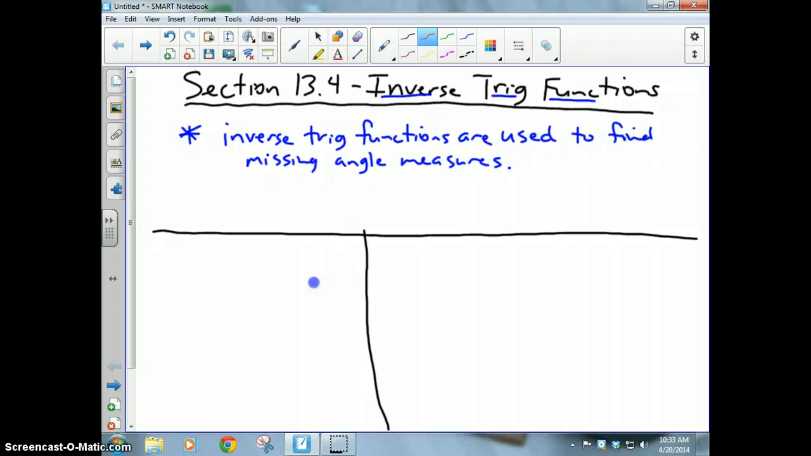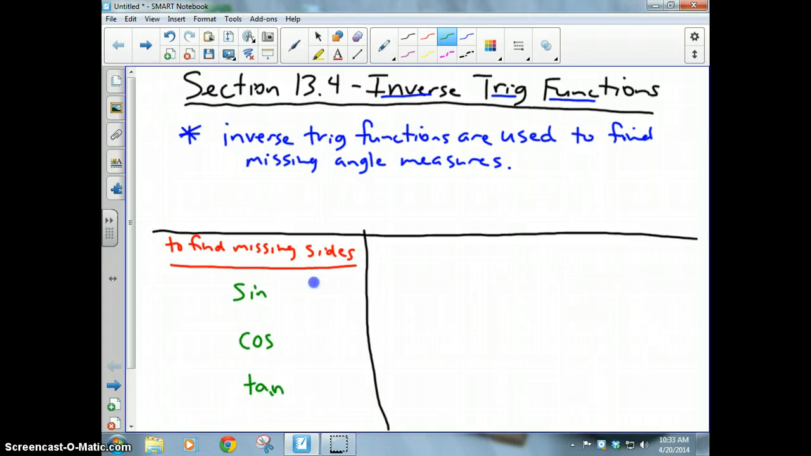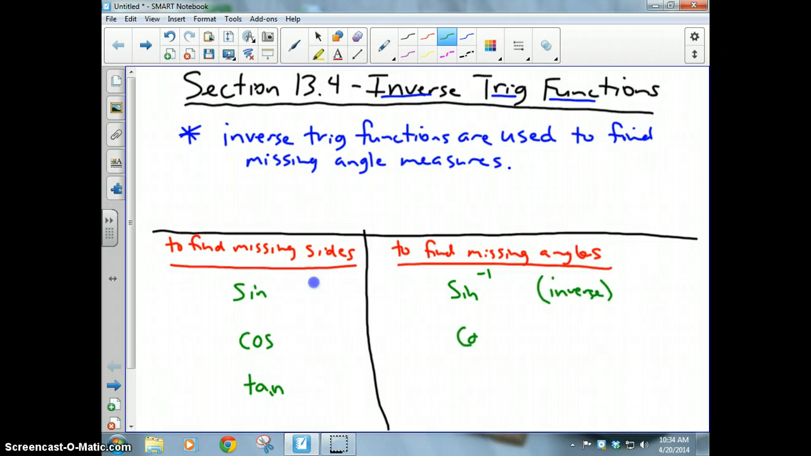Well, let's talk about the normal trig functions. To find missing sides in a triangle, you used sine, cosine, and tangent. All right. Well, to find missing angles, you're going to use sine with a little -1, which means sine inverse, the inverse sine function, cosine inverse, and tangent inverse.